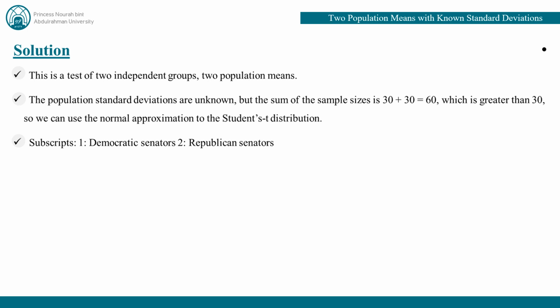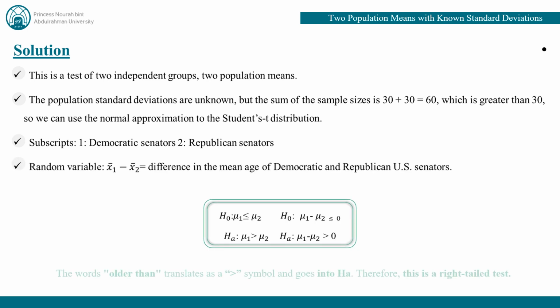Subscript 2, Republican senators. Random variable x1 bar minus x2 bar equals the difference in mean age of Democratic and Republican US senators.